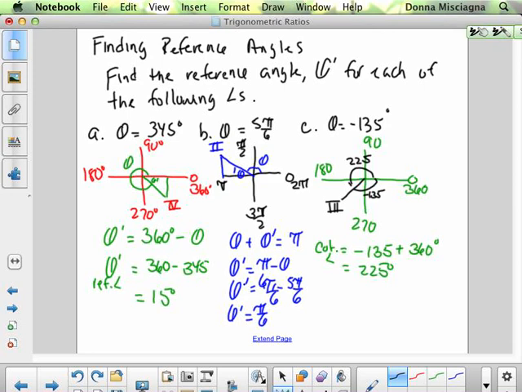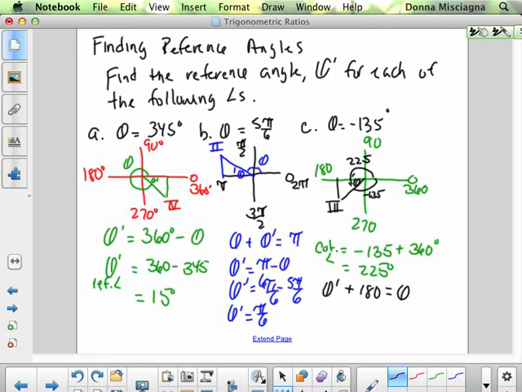So the reference angle, and I shall just put reference angle, is going to be, so our reference angle plus 180 degrees equals our principal angle. Because here's where our reference angle is located. And let me squeeze that in. There we go. Our reference angle is right there.